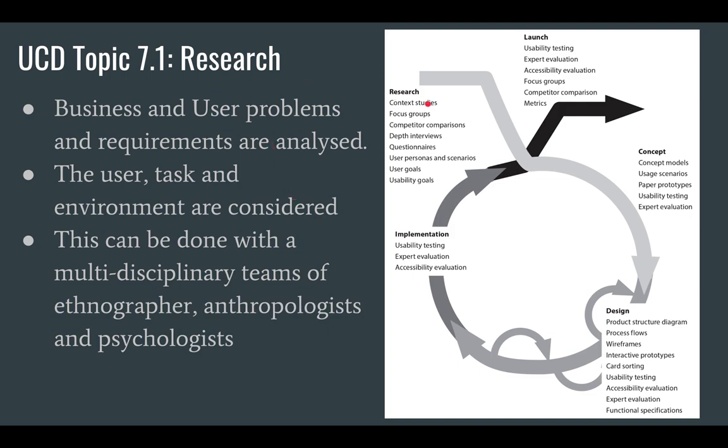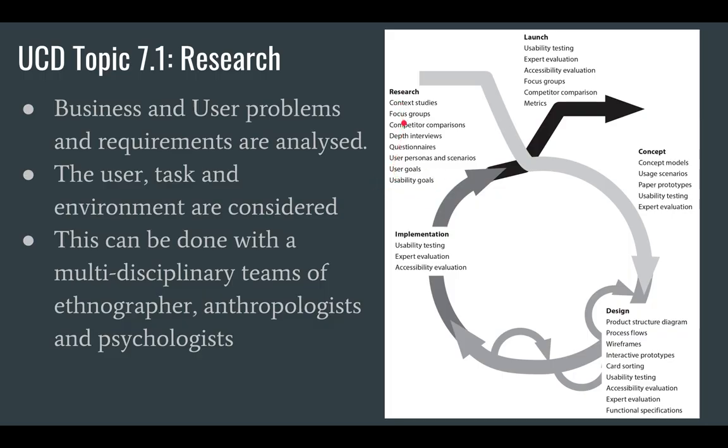So research. When we're looking at research, we're looking at context studies, focus groups, competitor comparisons, in-depth interviews, questionnaires, user personas and scenarios, user goals, usability goals. So we're doing research into our users and understanding what their needs are. And these are different ways that you can gather information. And these kinds of things right here are kind of outlining the goals, kind of looking at the type of person that's going to be using it, and how effortless and easy and intuitive it is.